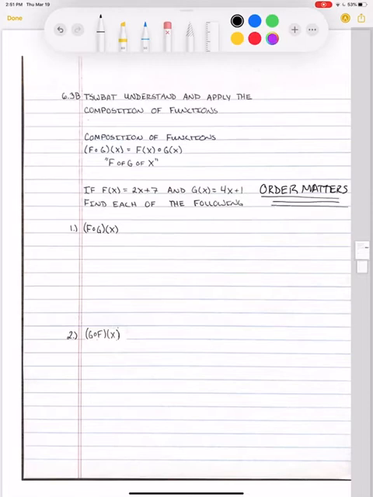Very important, okay? Box it, squiggle it, whatever. Order matters. So we want to make sure we remember that, okay? Highlight it, whatever works, guys. Just make sure you know that order matters.